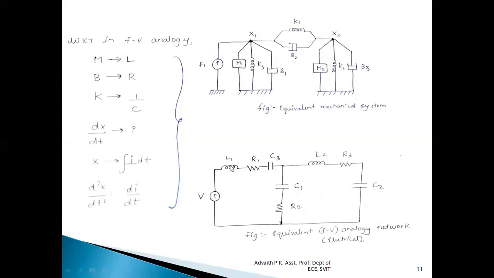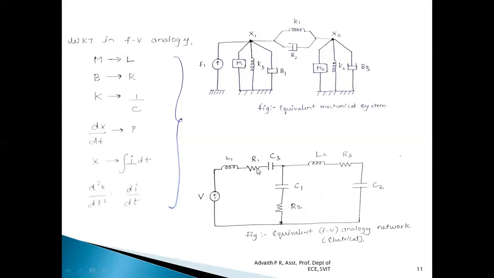In place of M1, I've written L1. In place of B1, I've written R1. In place of K3, I've written 1 by C3. Instead of writing 1 by C3, I've just represented it as C3. It is nothing but C3 equal to 1 by K3. That's it. If K is equivalent to 1 by C, C will be equivalent to 1 by K. So C3 is equivalent to 1 by K3.